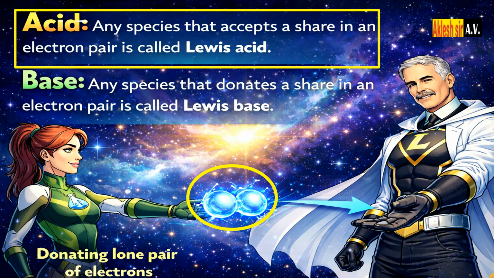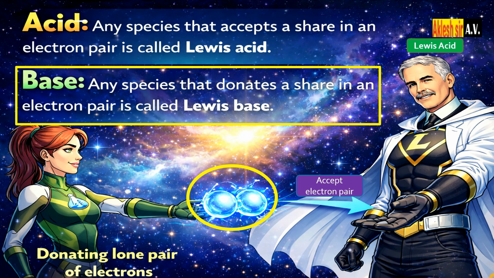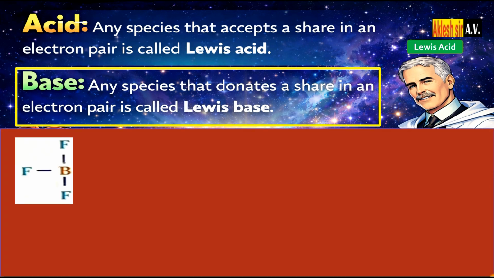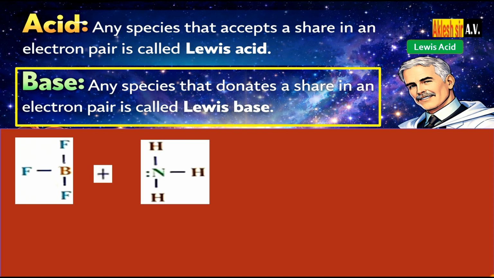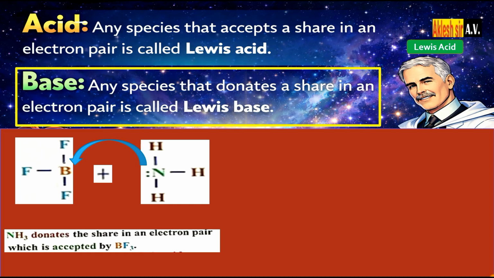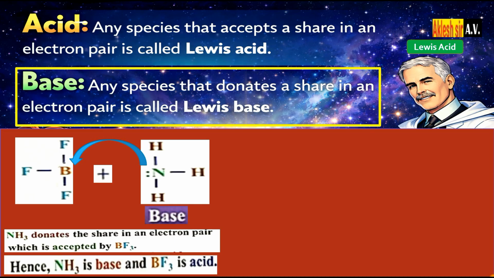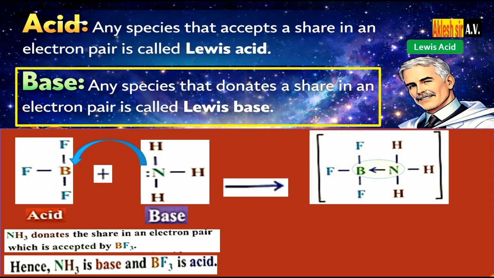Acid: any species that accepts a share in an electron pair is called a Lewis acid. Base: any species that donates a share in an electron pair is called a Lewis base. When boron trifluoride reacts with ammonia, ammonia donates a shared electron pair to boron trifluoride. Hence ammonia acts as a base by donating lone pair electrons, and boron trifluoride acts as an acid by accepting the electron lone pair. This results in the formation of a coordinate covalent bond between boron trifluoride and ammonia.